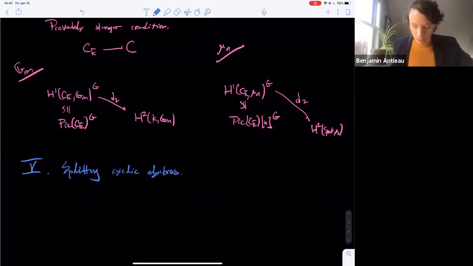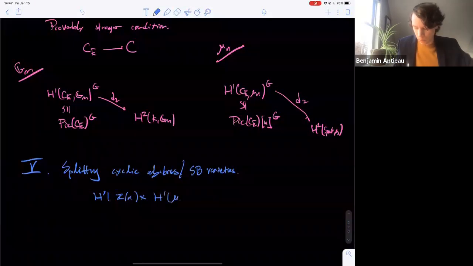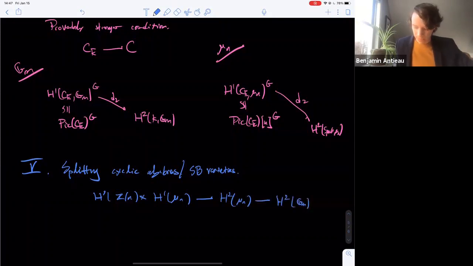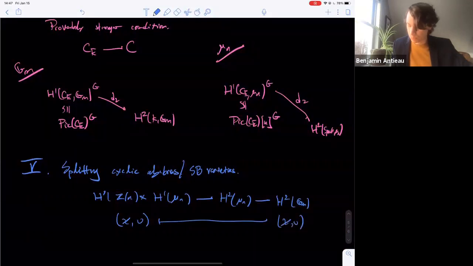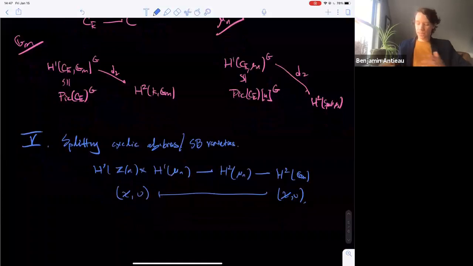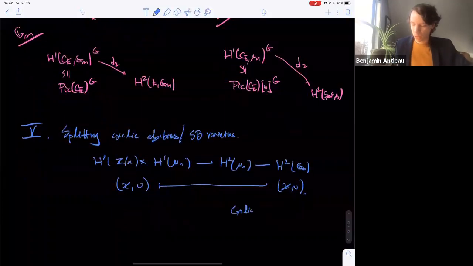Okay. So for us, cyclic Severi-Brauer varieties, I guess I should say. For the moment, all that we really need to know is that there's a cup product map from, I'll just write it like this, H^1(Z/n) × H^1(μ_n) to H^2(μ_n), and then that maps to H^2(G_m). This takes a character χ and a unit u, at least if we're in the case of a field, a unit mod n, and takes it to a specific Brauer class, which will be written (χ, u). And the Brauer classes that arise this way are going to be called cyclic Brauer classes.